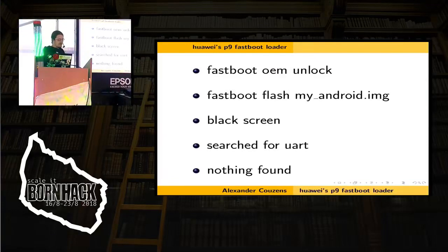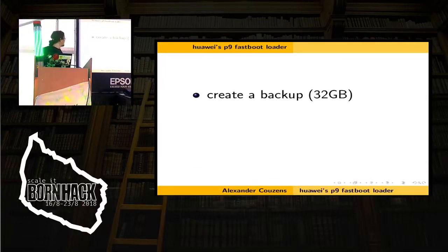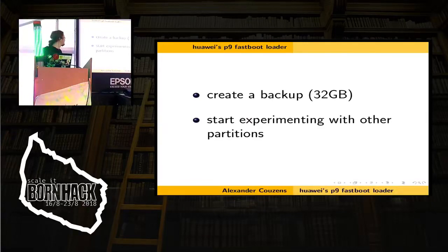So I had a phone. I could go back to Huawei's operating system, or even the one from the forum. I have no idea why that one worked, but mine did not. But just seeing black wasn't good. So, does the Linux kernel boot? Maybe. Maybe it's just missing other parts. So I created a backup and went back to start experimenting with partitions.